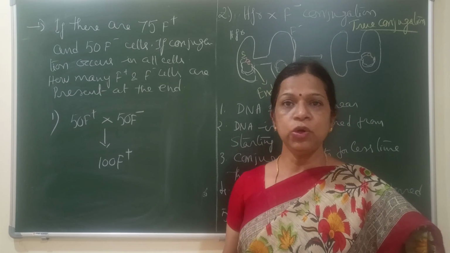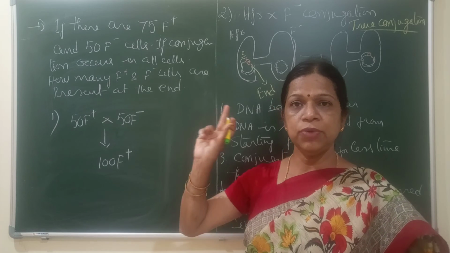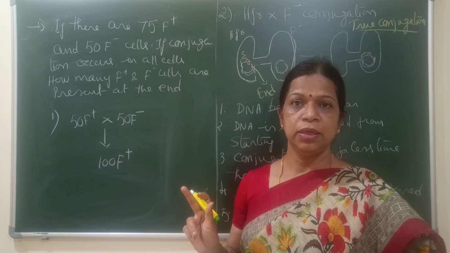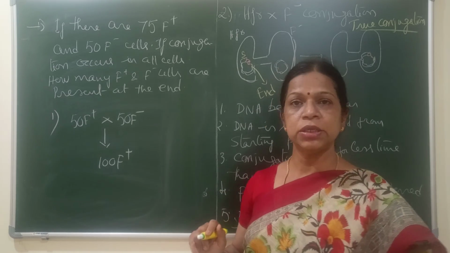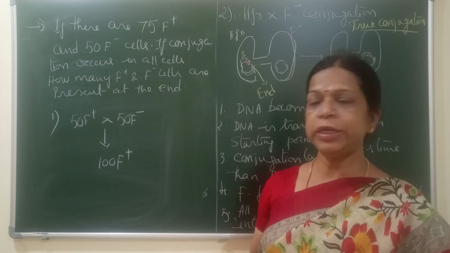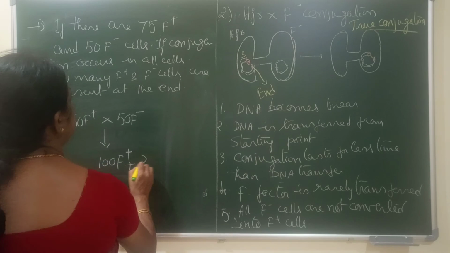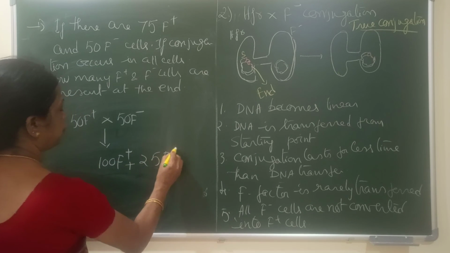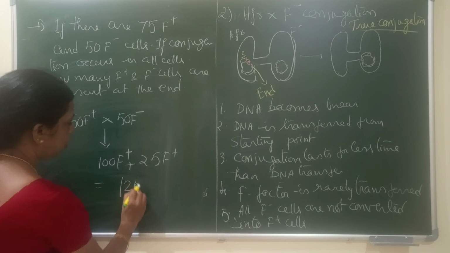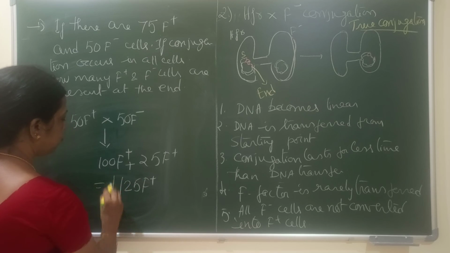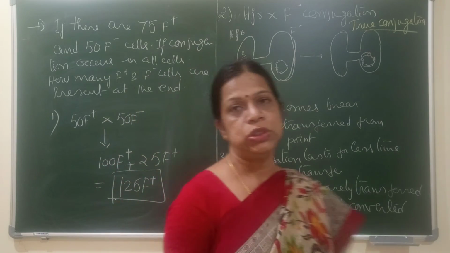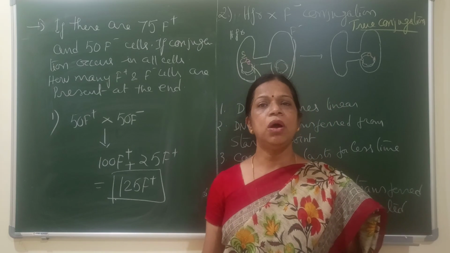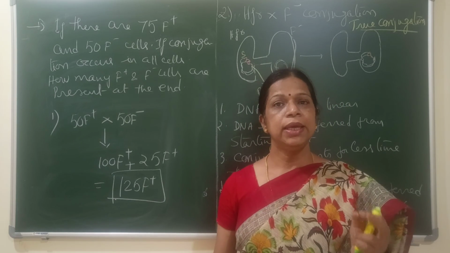They cannot undergo any conjugation, because all are F plus. So how many F plus are present in total? You add these 25 F plus, which equals a total of 125 F plus cells present at the end of conjugation. This is a very common, very simple question that can be expected.